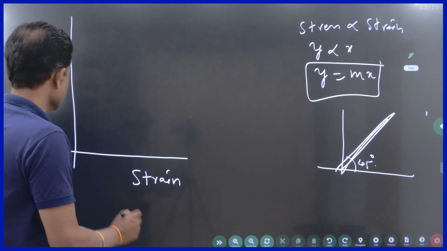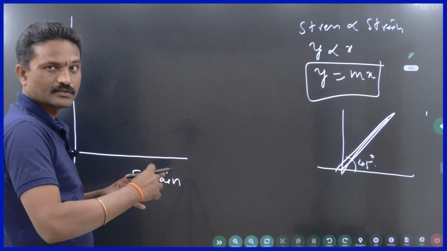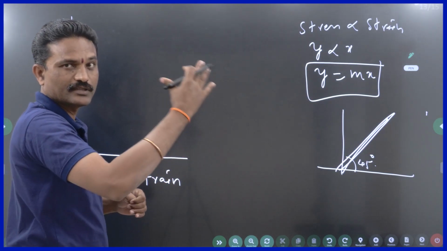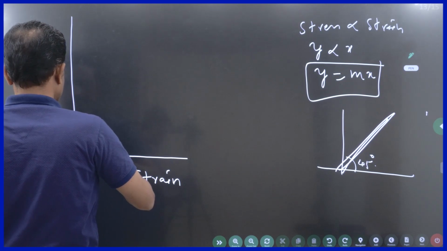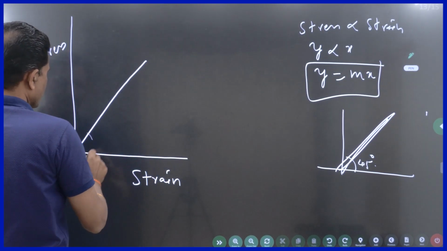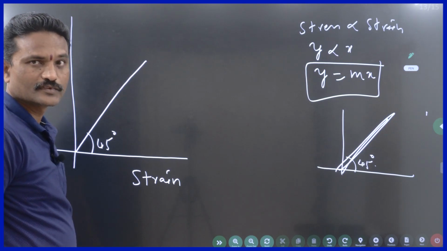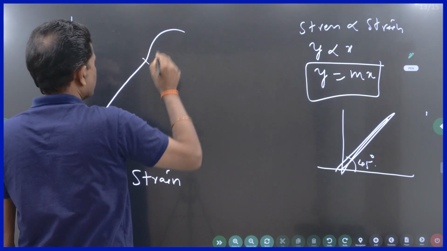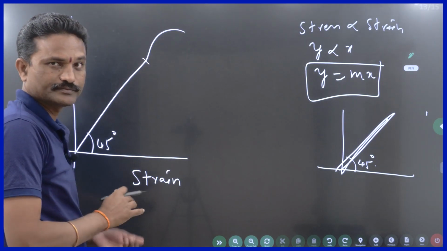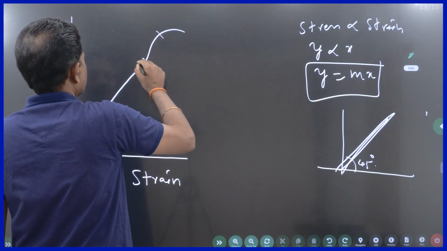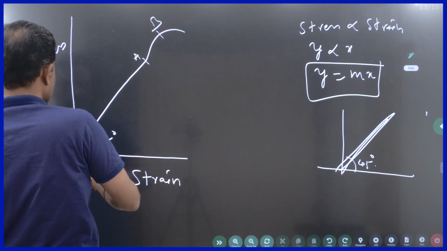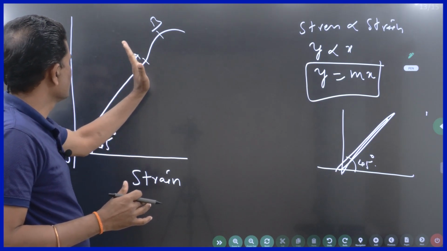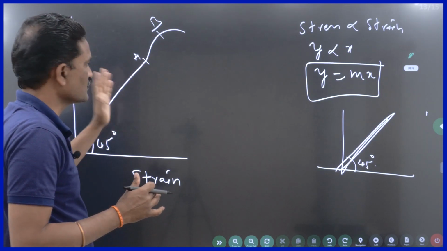So in the beginning, when I increase the force, the length also increases in proportion to the weights. So to some extent I will get a straight line making an angle of 45 degrees. After that, if I increase, the graph will not be linear, it will be curved. Let us say this is A, this is B. Up to A, from O to A, Hooke's law is followed. That means up to A, this and this are proportional to each other.